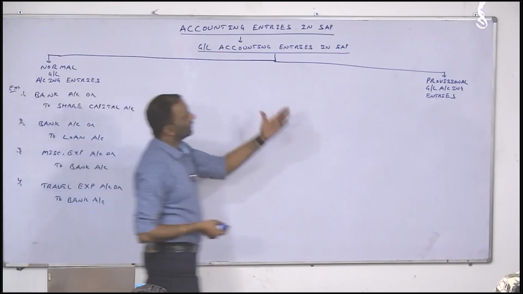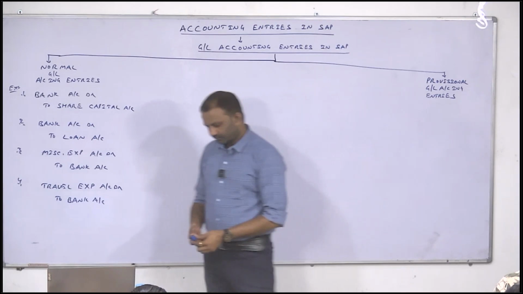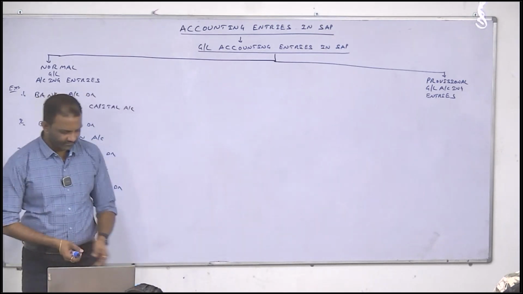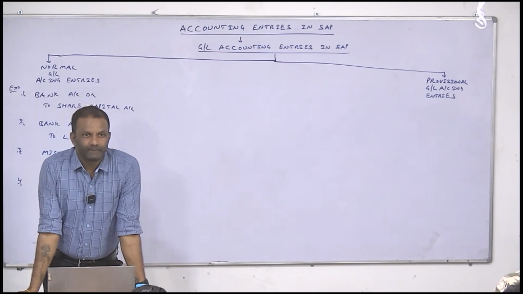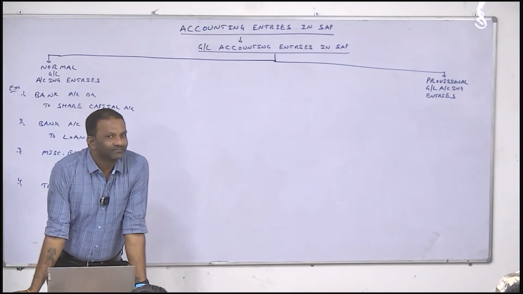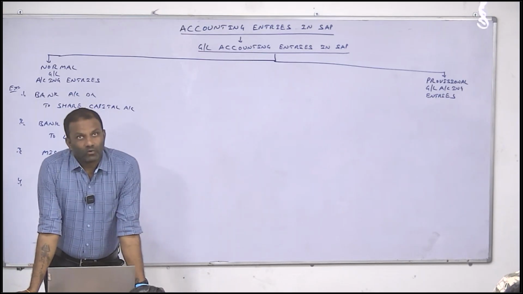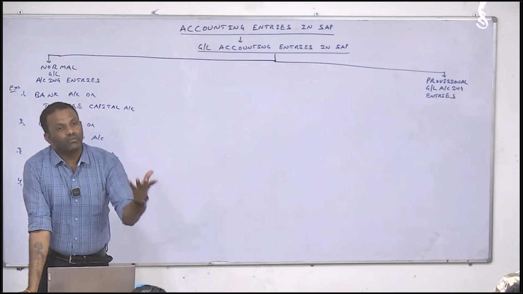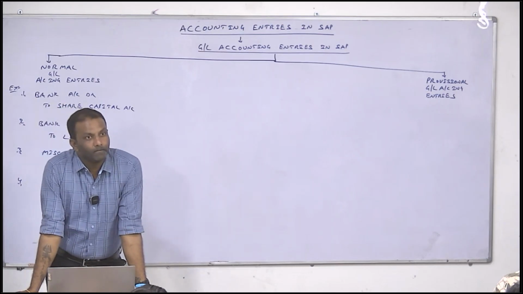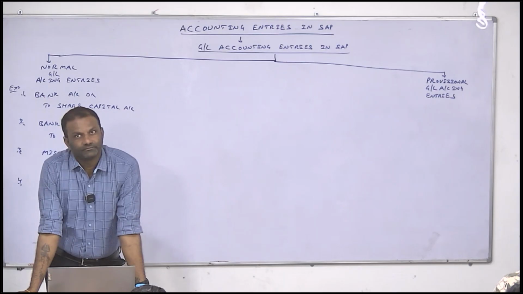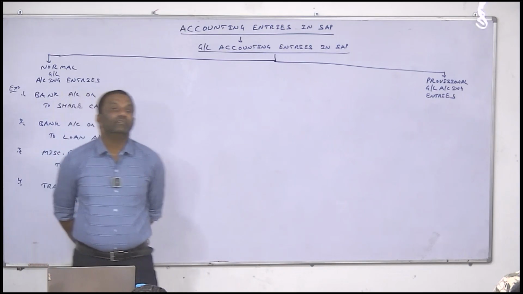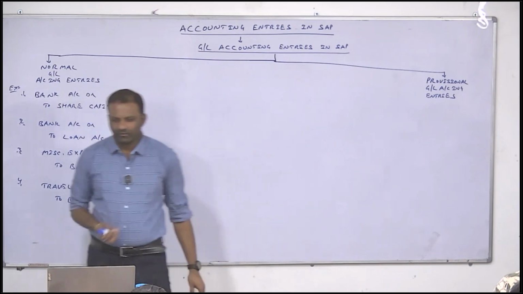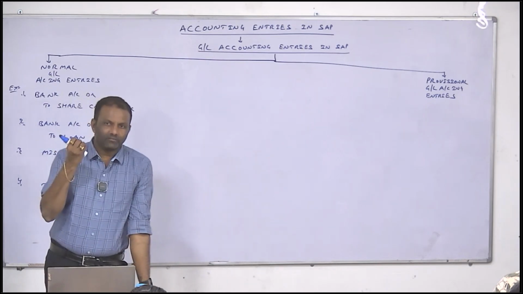Now coming to the second one. What is the second one? Provisional entries. What type of entries do we call provisional? Outstanding or provisional? Can you give one example? Provision for bad debts. Any other thing? Salary? Provision for depreciation.